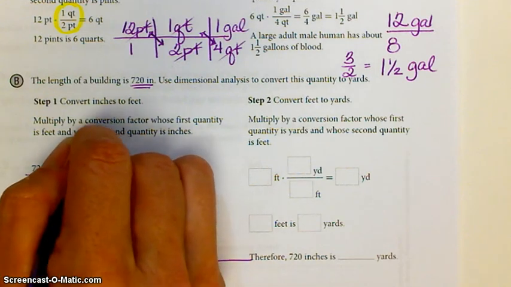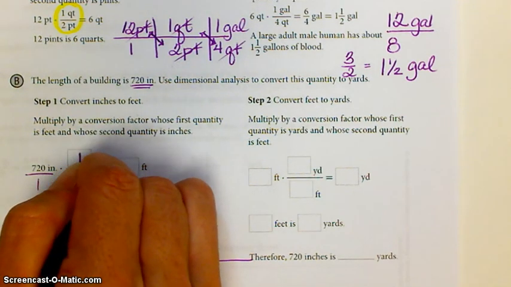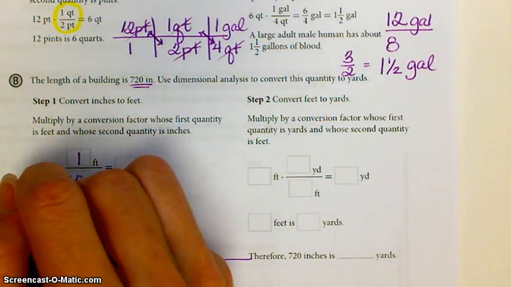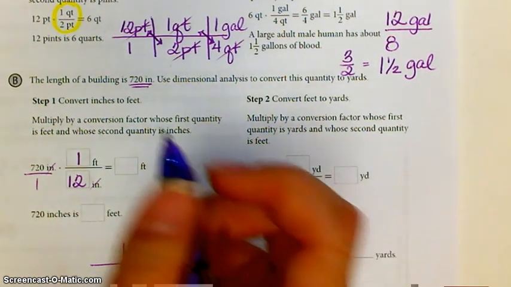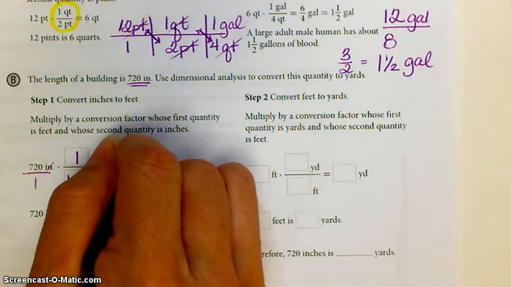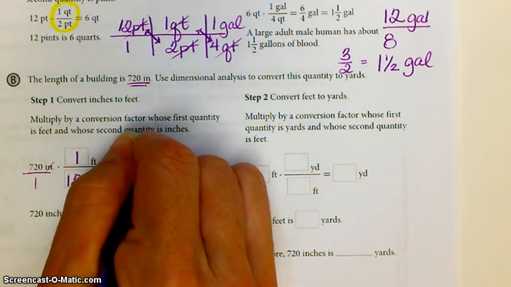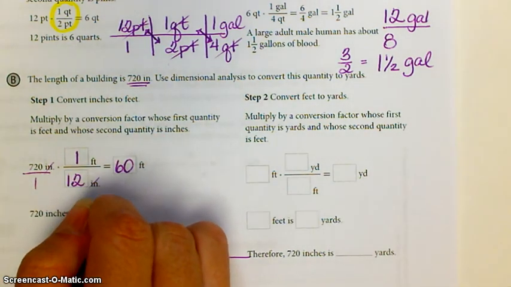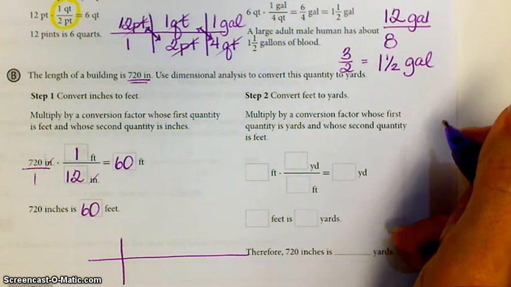There is 1 foot equivalent to 12 inches. Okay. So 720 times 1 is 720, divided by 12, and you get, I think that's 60. That sounds about right. 720 inches is 60 feet. Okay, but I'm not yet done.